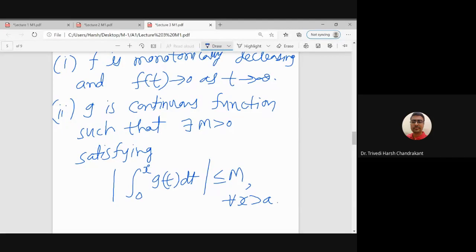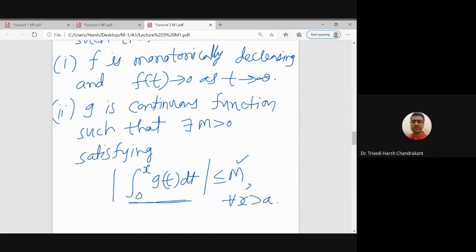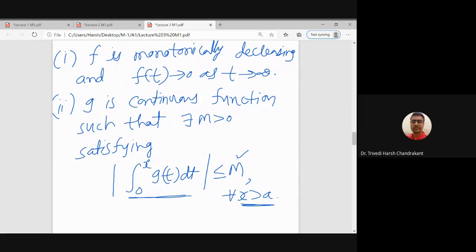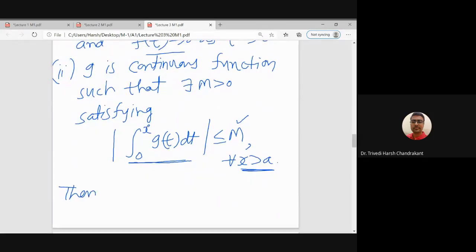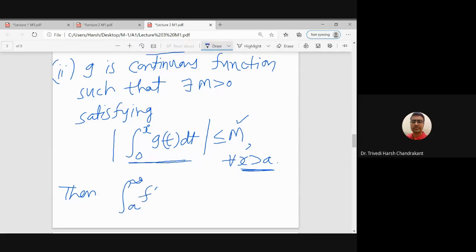So if g is such a function which is continuous and its integral over the interval 0 to x is bounded by some fixed number for all values of x, and f is monotonically decreasing and approaches 0 as t tends to infinity, then we'll conclude that the integral of the multiplication of these functions f(t) into g(t) converges.